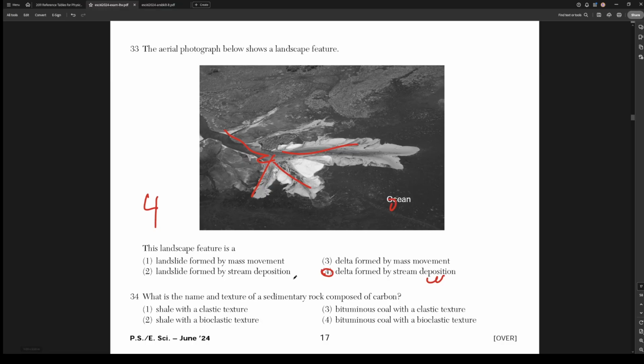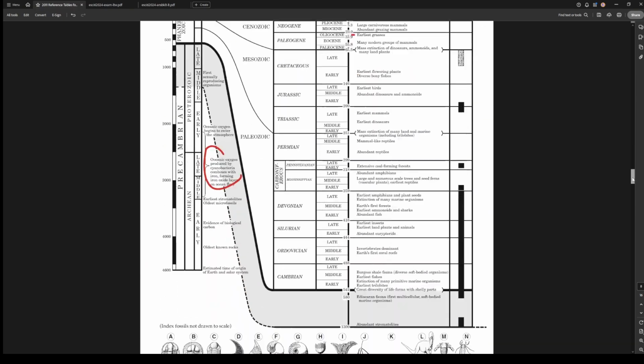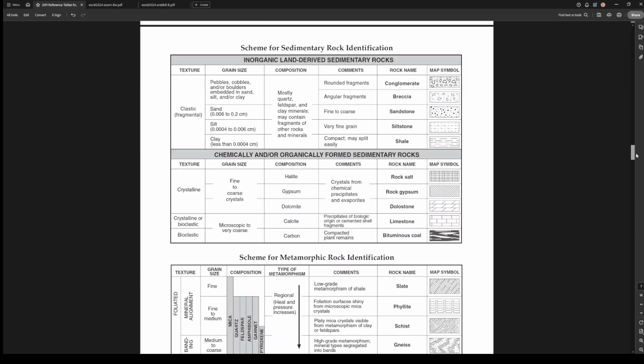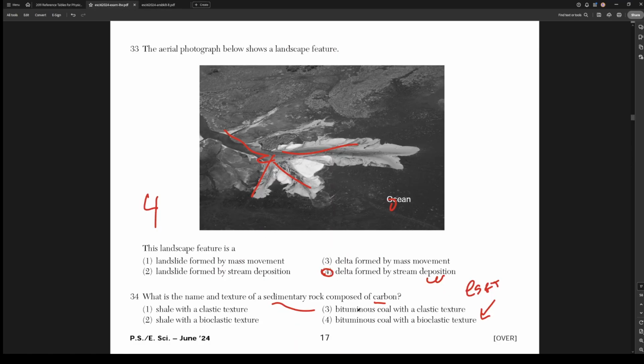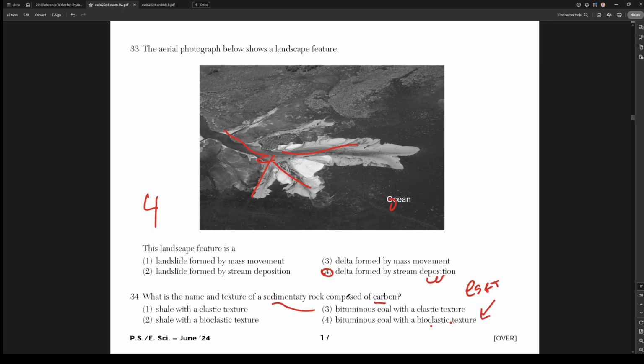What's the name and texture of a sedimentary rock composed of carbon? Another reference table question. We're going to go to the sedimentary rock chart and try to find carbon. Okay. Right here, carbon. Bituminous coal. That's the answer. Oh, then we need the texture. What type of texture? Go left. Bioclastic. See texture? So 4.